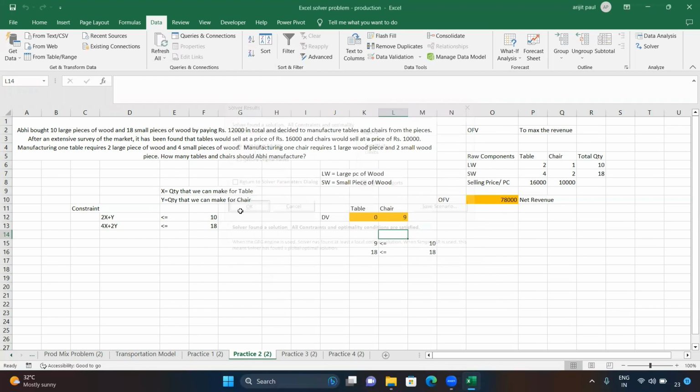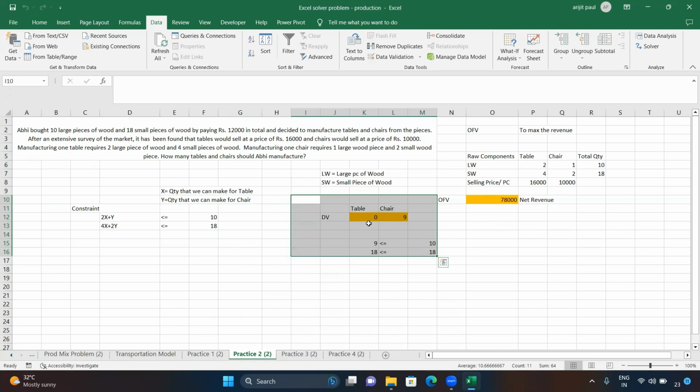Click on OK. So as per Excel solver, for table, we are not going to produce anything. For chair, we are going to make 9 chairs. Okay, and what is the net revenue that we are generating? We are generating a revenue of around 78,000 if we follow this production plan.